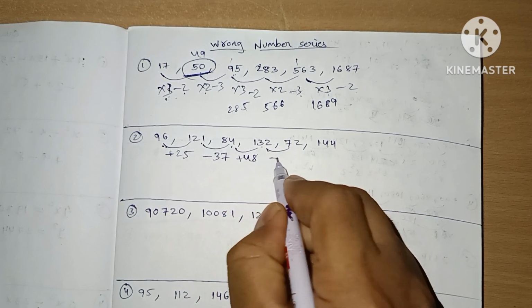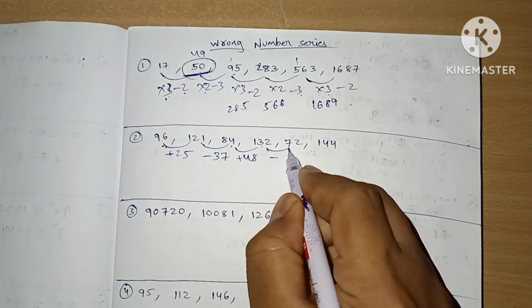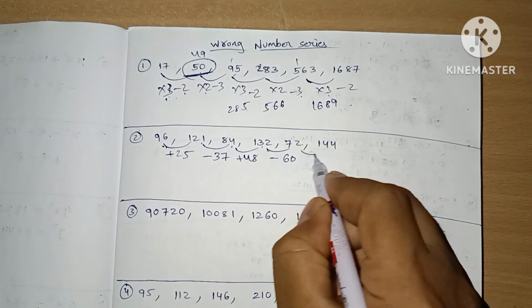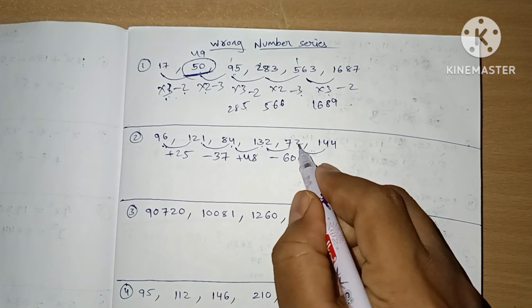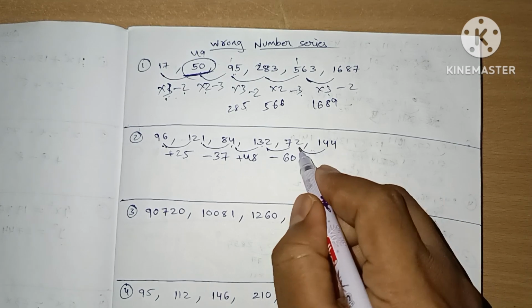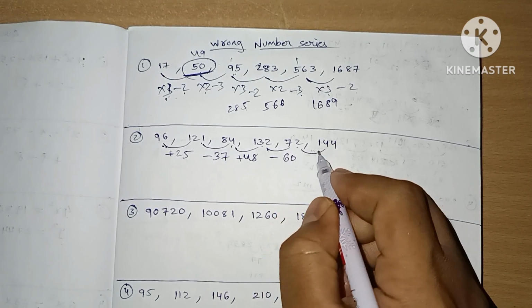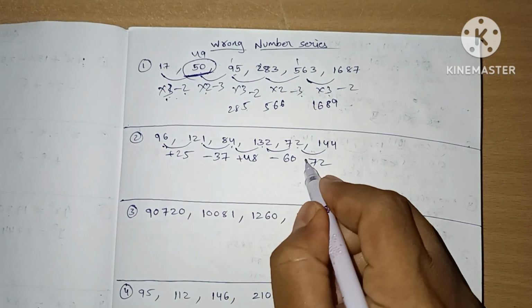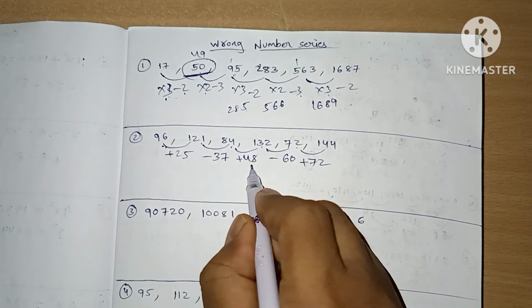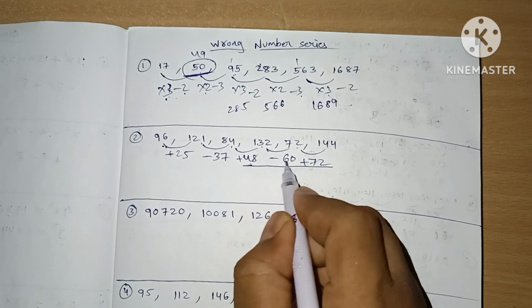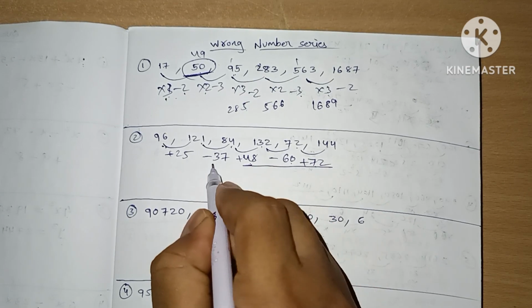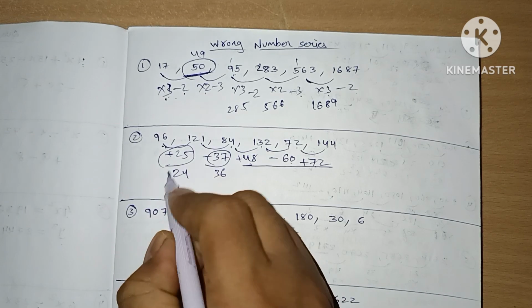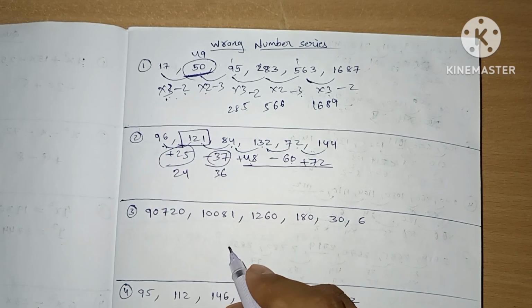Here the difference is minus 26 and 32, which will be 60. Here the difference is 28 and 144, which will be 72. So plus 72. I can see these are in 12 table. 12 4 times, 12 5 times, 12 6 times. So this is 12 3 times 36, 12 4 times, 12 2 times will be 24. So wrong number will be this one.